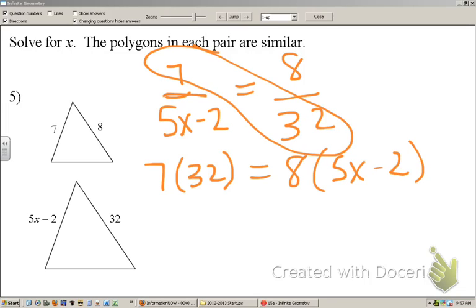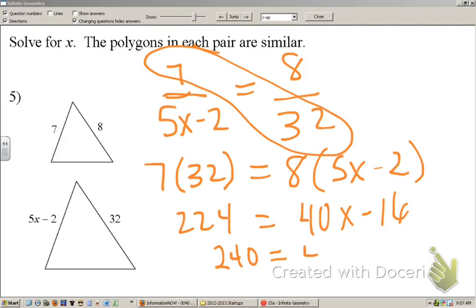And I'm going to distribute the 8. So that gives me 40x minus 16. And then I'm going to multiply 7 times 32. That gives me 224. I have to add 16 to both sides. So that gives me 240. It's equal to 40x. So x would equal 6.